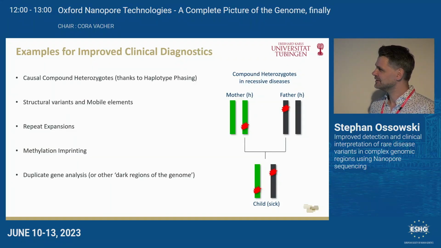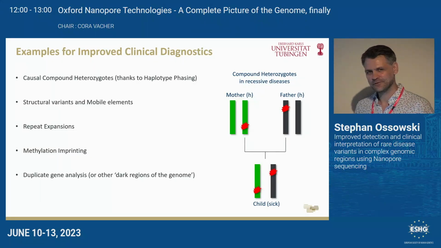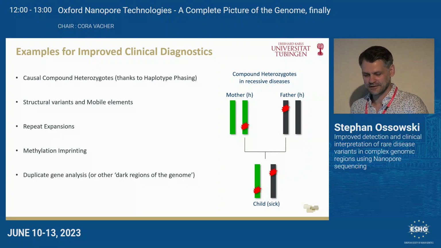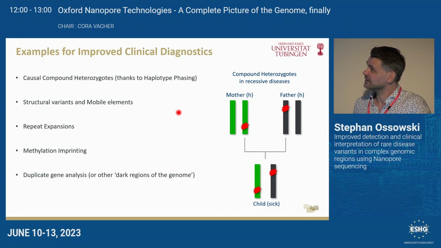Now, for the final few minutes of my talk, I just want to show you a few examples of these pilot samples, these 68 pilot samples we did for clinical diagnostics. In general, you have advantages with long reads for the compound heterozygotes because you don't need trios anymore. You can phase a single child and can see if it's a real compound or if the variants sit on the same allele.